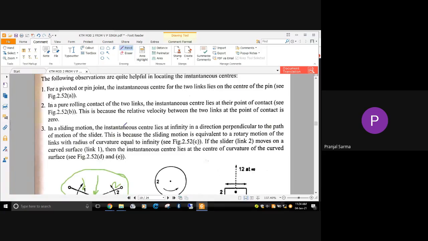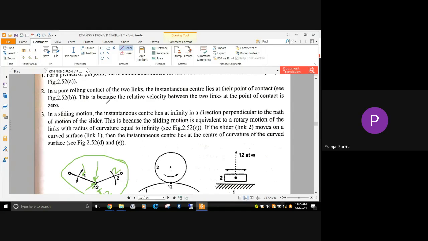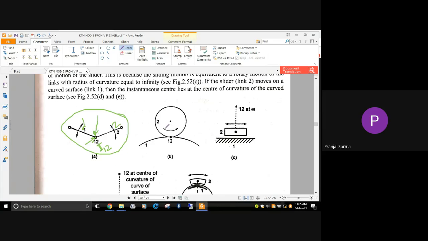Similarly, in case of a pure rolling contact of two links, the instantaneous center lies at their point of contact, because the relative velocity between these two links at their point of contact is 0. Suppose this is link 1, this surface, and this roller is link 2, and it has a pure rolling motion. The instantaneous center between link 1 and link 2 lies at this point of contact, I1 2.